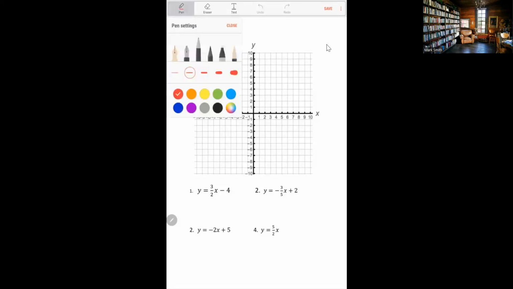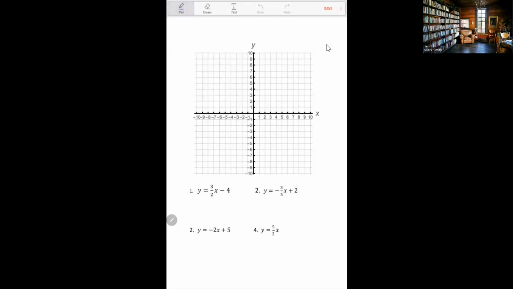Hey everyone, we're going to talk about a simple subject. How do I graph an equation? And not just any equation, a linear equation. Notice that linear has the word line in it. Well, to draw a line, you simply need 2 points.